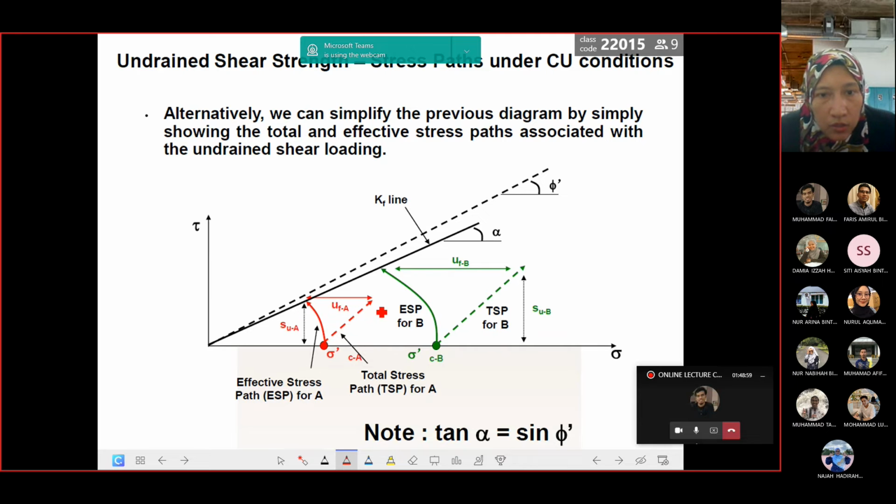So the difference between this dash and full is delta u for point A dan juga delta uf at point B, and created to you the connections from the stress path line for ESP B dan juga ESP for A, that is the Kf line. Yang mana you akan dapat the angle of the Kf line. So this one for clay.